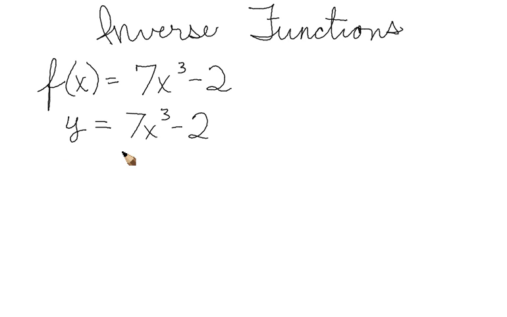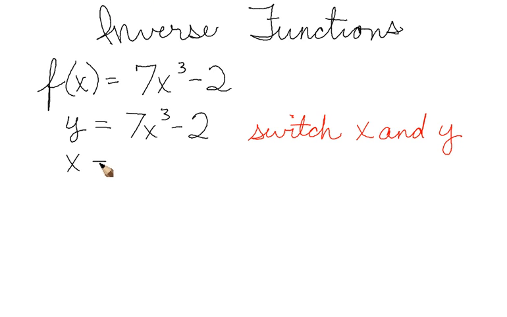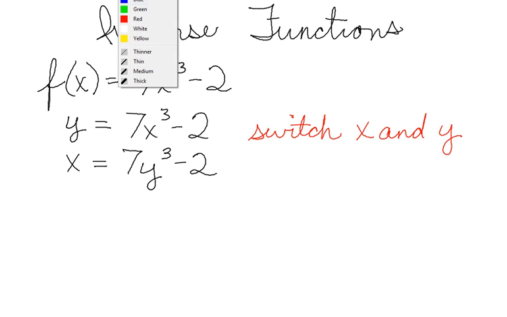Okay, so now, talking about steps. After that, we will switch the x and the y. Switch x and y. And the reason we do that is because we're trying to flip it over the line y equals x. So what that would do in reality is to flip the coordinates. And you know that's what it means to be an inverse. It does the opposite. So first we'll do that. Then next step, we will solve for y.